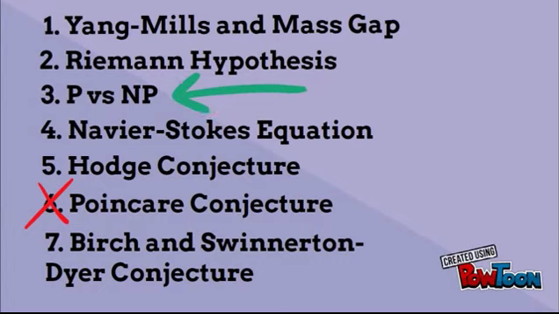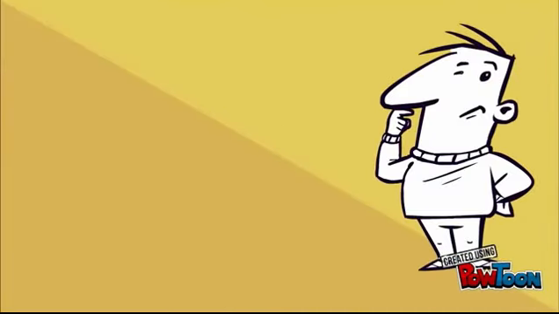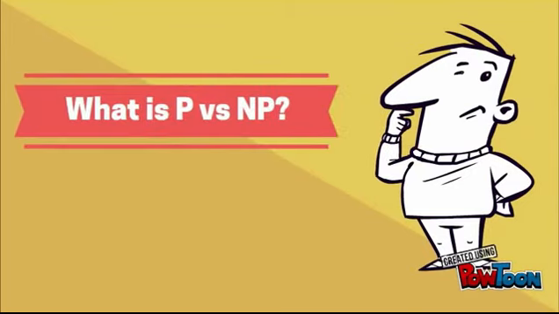Now out of all of these problems, P versus NP is both the most recently discovered and, in my opinion, the simplest to understand. So all that being said, what is P versus NP? And where did it come from?